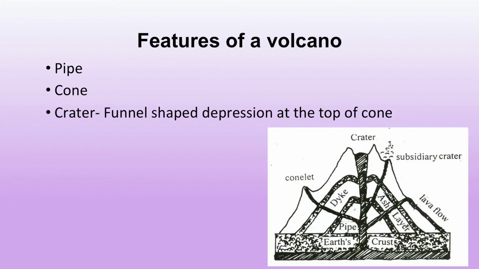Then there is a cone that is formed when the magma, hot gases, ash etc. come out. A cone is formed, and then the crater, that is a funnel shaped depression at the top of the cone. So at the top of the cone there is a funnel shaped depression, and this is known as crater. So there is a pipe, there is a crater and there is a cone that is formed. This is a basic feature of a volcano.